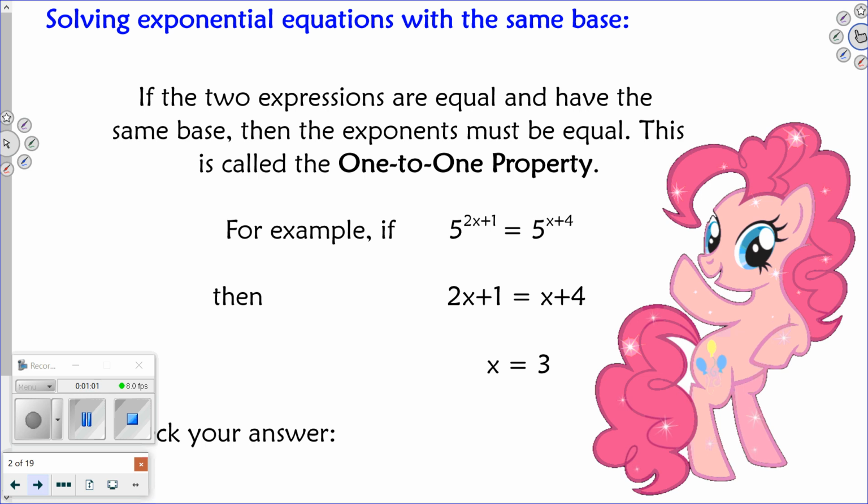So before I even get into this one, if I asked you guys, if I had 5 squared equals 5 to something, what does the x have to be? It has to be squared, right? So it's going to make them the same thing.